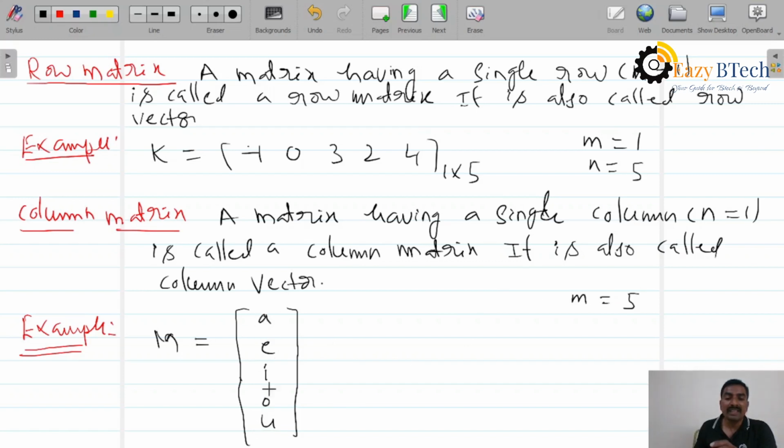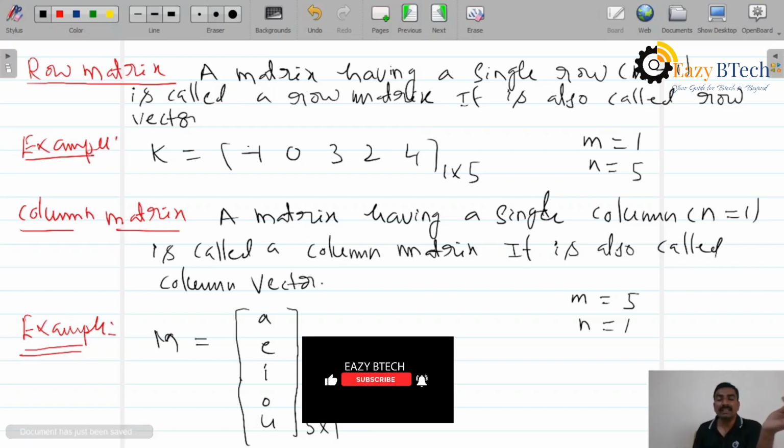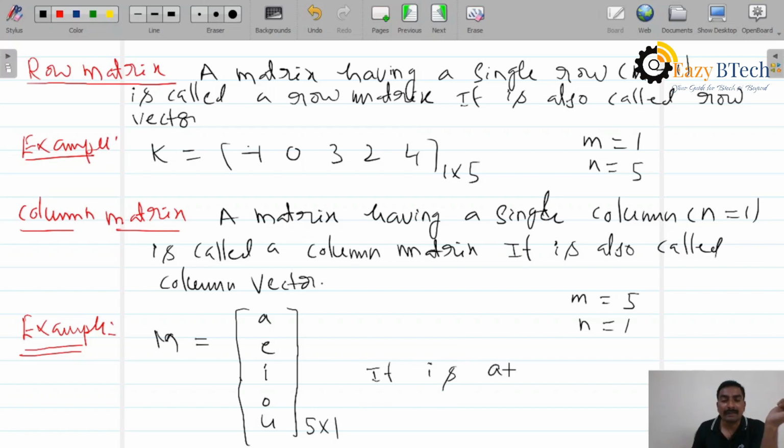See the columns A, E, I, O, U. There is only a single column here. Therefore, n equals 1. So the order of this matrix is 5 by 1. Therefore, it is a column matrix. That means if a matrix contains a single column, then it is called a column matrix. This column matrix is also called a column vector. Similarly, the row matrix is also called a row vector. This is very important, because we will use the column vector and row vector in the next topic.